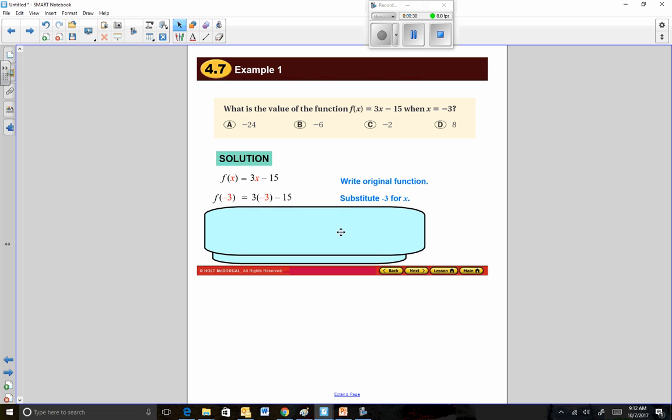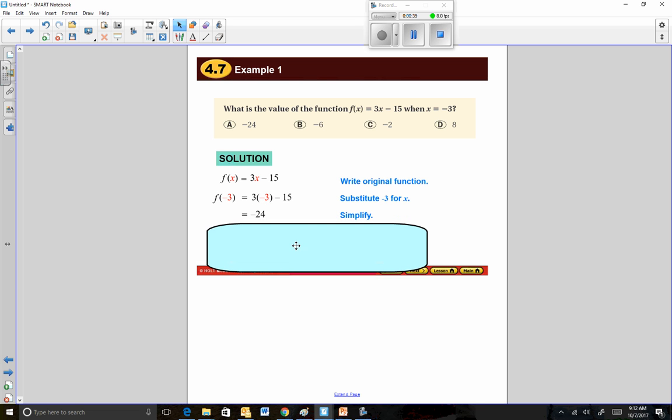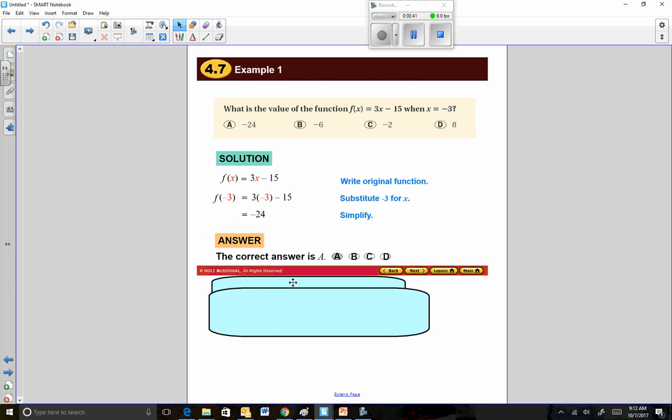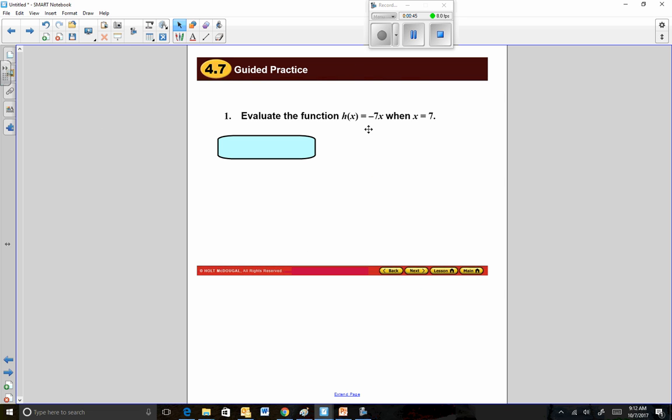So we go ahead and we place negative 3 here, wherever the x's were. And we get a negative 9 minus 15, so we get negative 24. And voila, you have your answer. It's A.